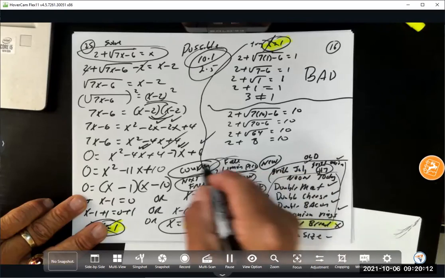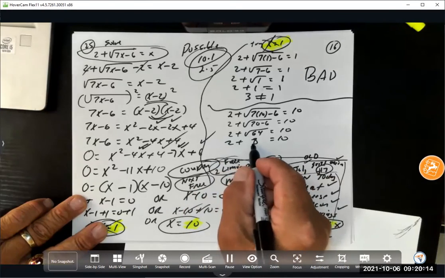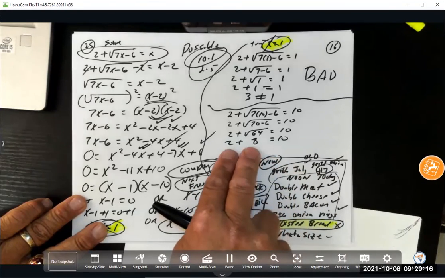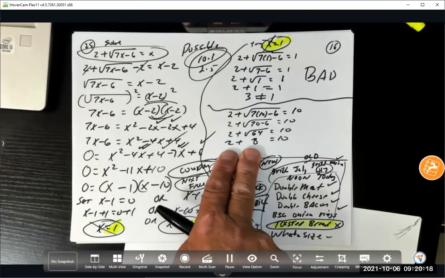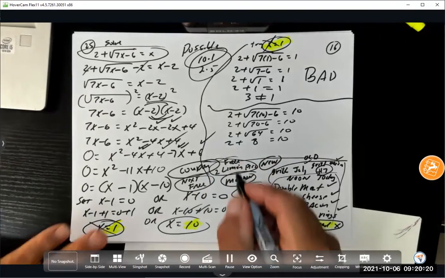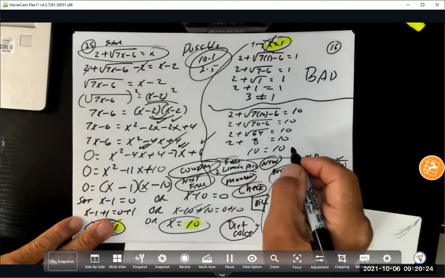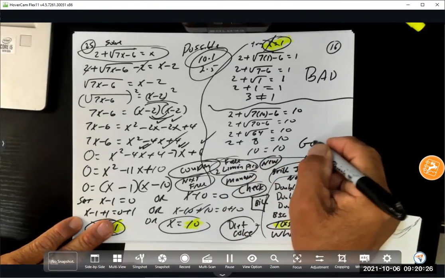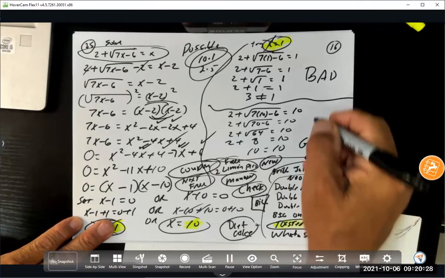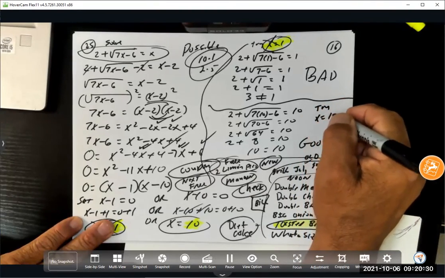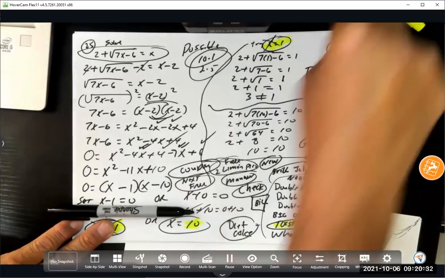And what's 2 plus 8? I don't know. What's that on your calculator? What's 2 plus 8? 10. So 10. Does 10 match to 10? Yes. I think it does, right? What do you think? Yes, it does. It's a good answer. So when I put 10 in there, it worked okay. Now 10 is good.